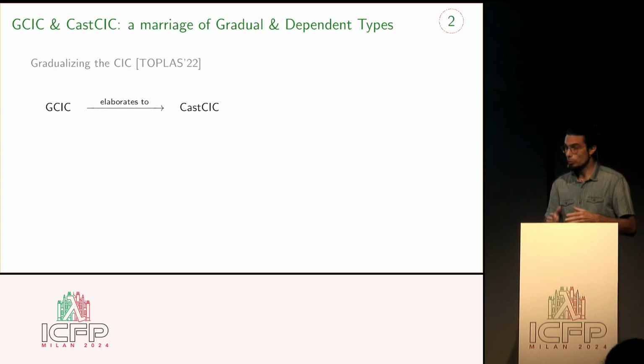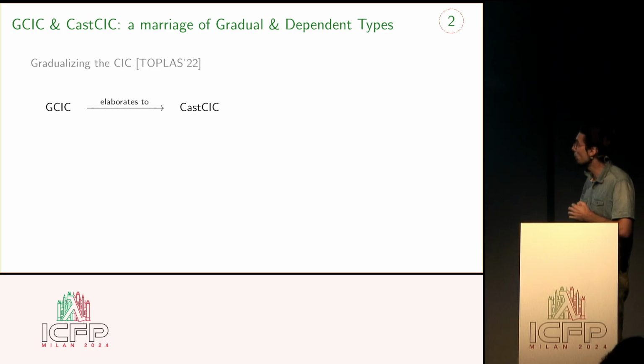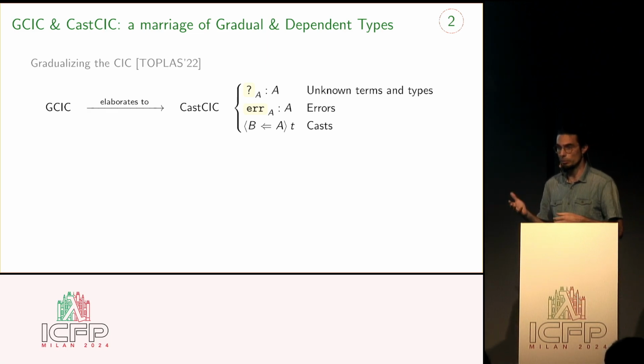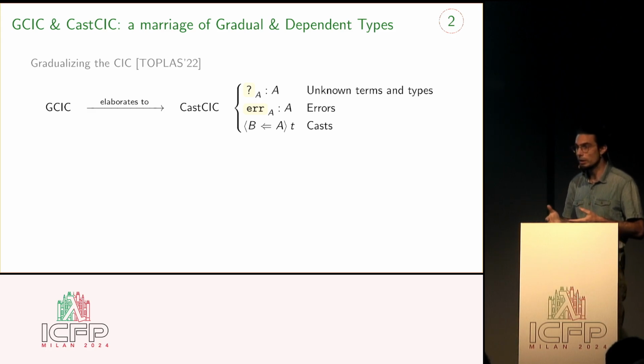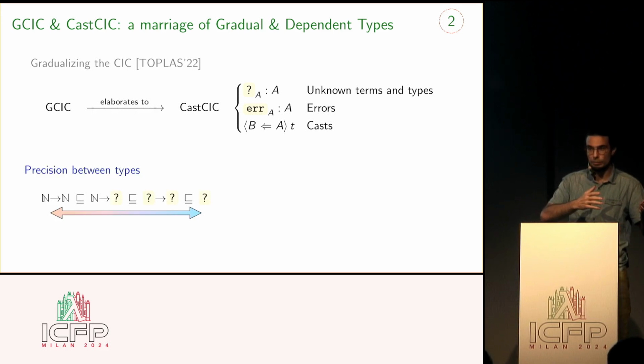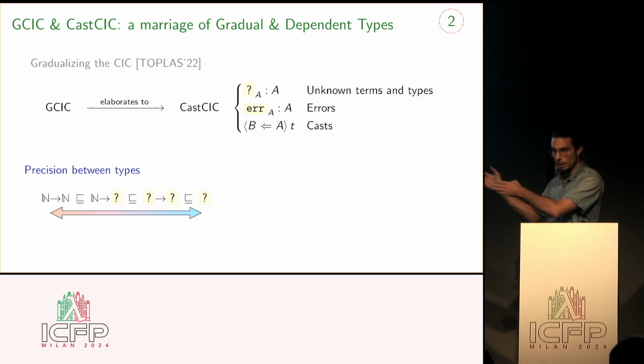And how do we realize such a system of gradual dependent types? Well, with my co-authors, we proposed to gradualize the calculus of inductive constructions by elaborating to a cast calculus that features unknown terms and types with marked unknown, errors, and arbitrary casts. This cast calculus comes with a notion of precision that allows to navigate from static types, such as nat to nat, to the unknown type.